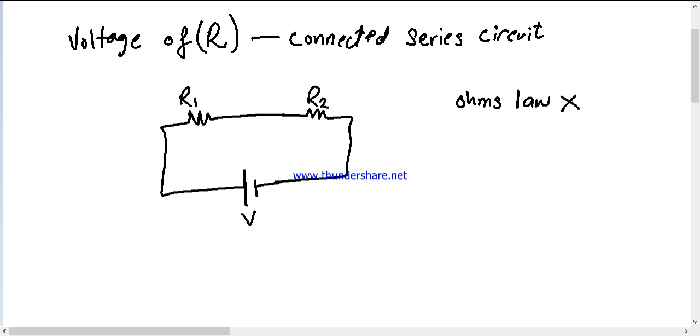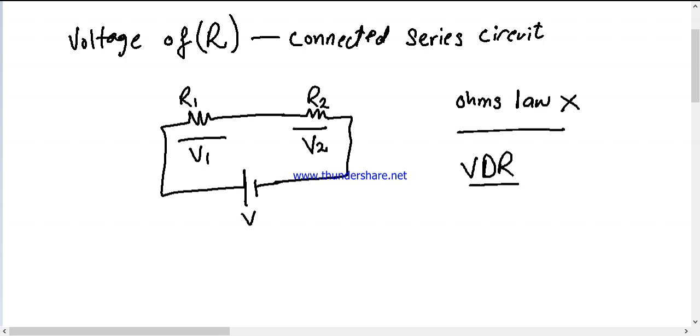We basically use the simple voltage divider rule, where for example, we are calculating the voltage of this resistor, which is equal to V1, and this resistor, which is equal to V2. So for calculating V1 we have two methods: either we use Ohm's law or we use VDR.